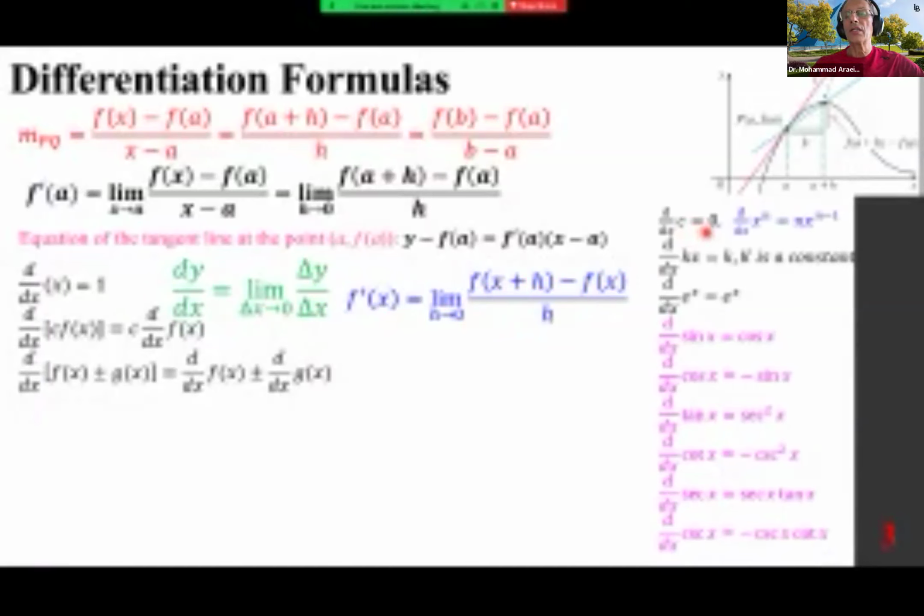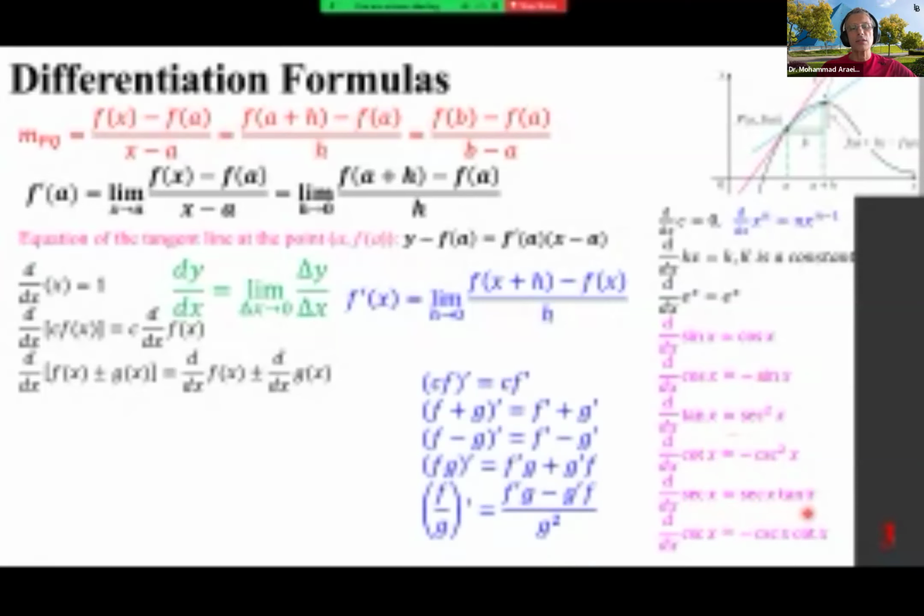The derivative of a constant is 0. The derivative of x to the power of n is n x to the power of n minus 1. The derivative of k times x is k, where k is a constant. The derivative of e to the power of x is itself. The derivative of sine is cosine. The derivative of cosine is negative sine. Tangent gives us secant squared, cotangent negative cosecant squared x. Secant x gives secant x tan x, cosecant x gives minus cosecant x cotangent x.